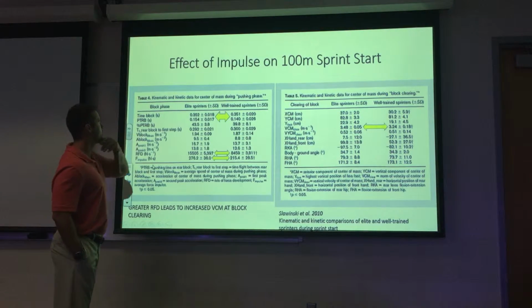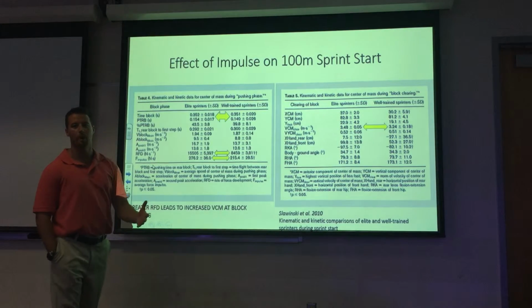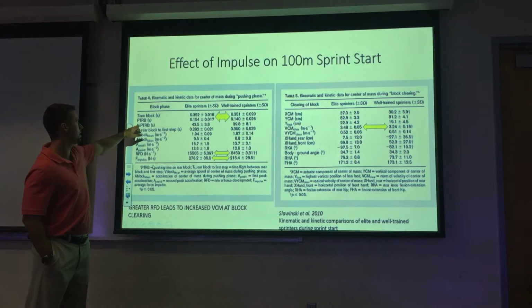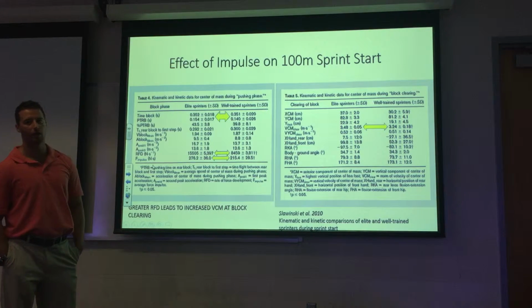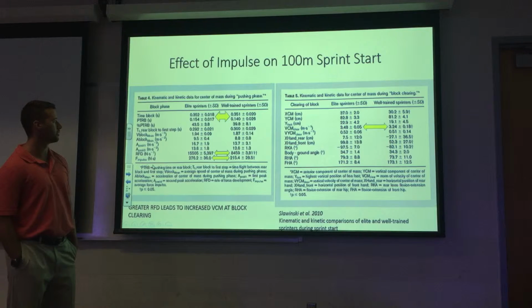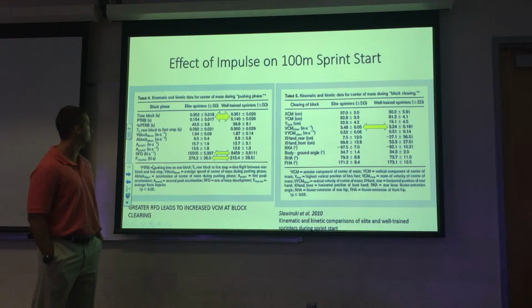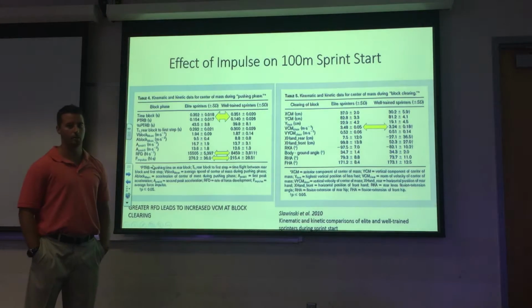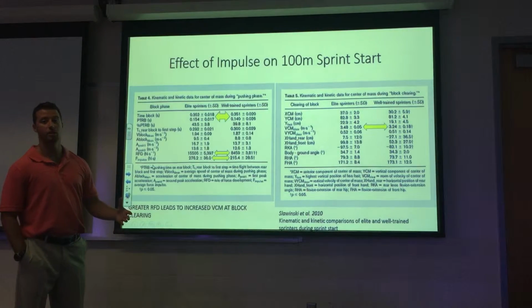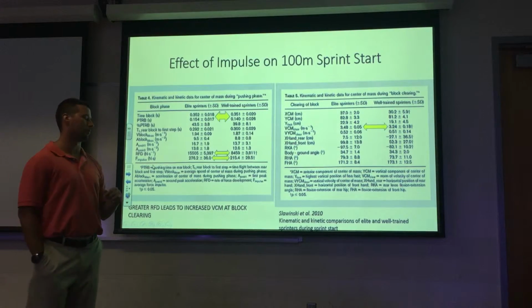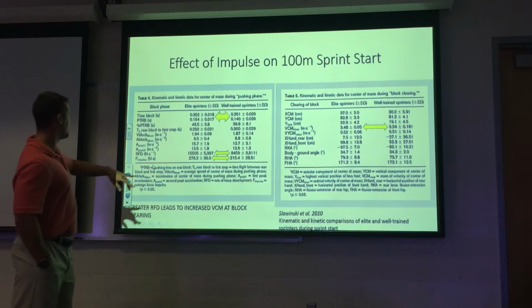But you can see the well-trained sprinters and elite sprinters have no difference in block time, or this PTRB here, which is pushing time on the rear block. So there's no difference between the two as far as the duration on the block. That's going to be our duration of force application. That's one parameter of impulse. Let's go down to the bottom here.